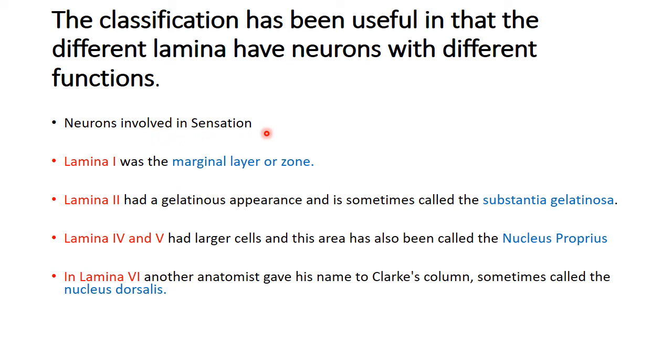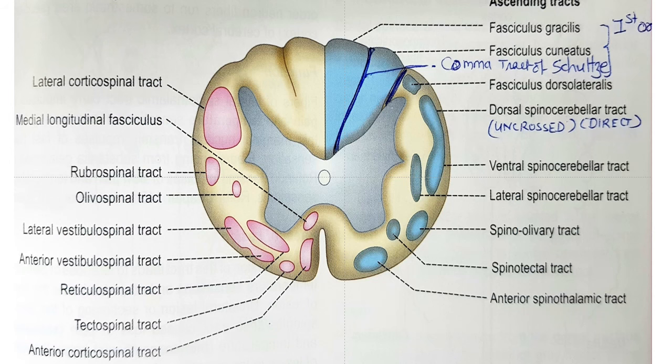Neurons involved in sensations are in lamina 1, present outermost, the marginal layer. Lamina 2 has the appearance of gelatin, so due to the gelatinous appearance it is called substantia gelatinosa. Laminae 4 and 5 have larger cells, and this area is known as nucleus proprius. Lamina 6 is also known as Clark's column and nucleus dorsalis.